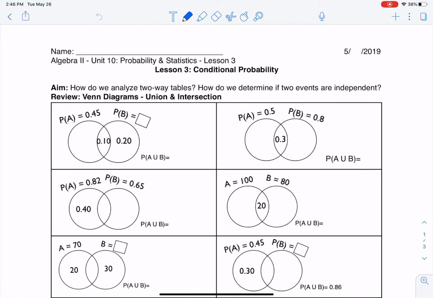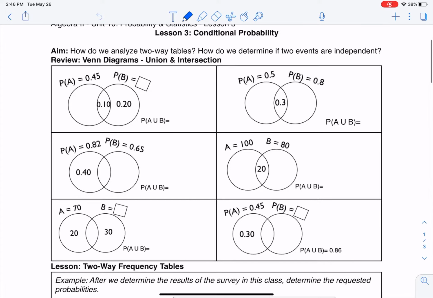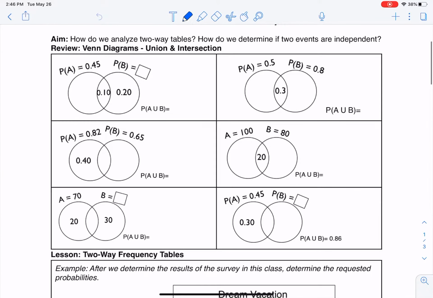In this lesson, we're going to look at two-way tables, and we're going to use that to try to determine if two events are independent eventually. First, let's just review some information about Venn diagrams and what we've learned about unions and intersections. So we'll start at the top left corner.